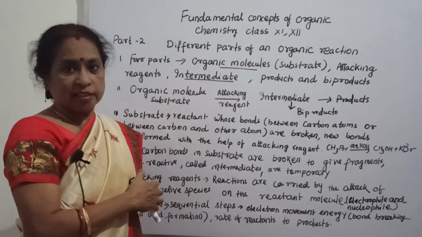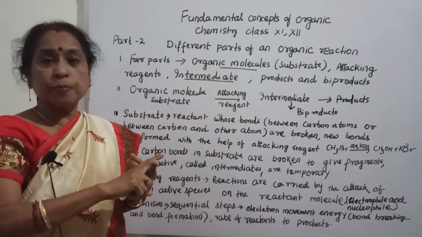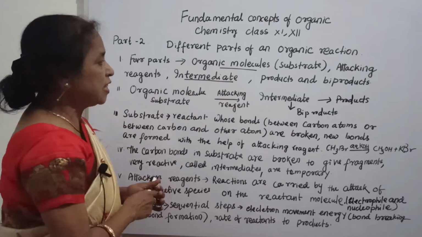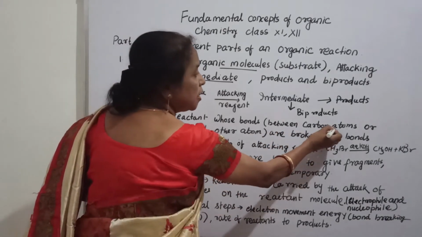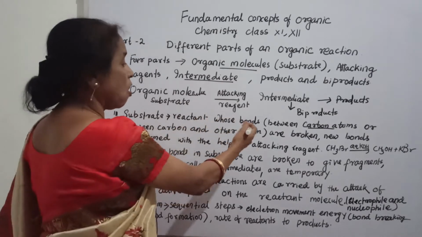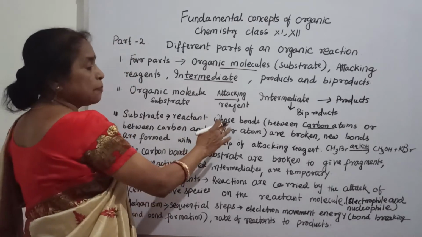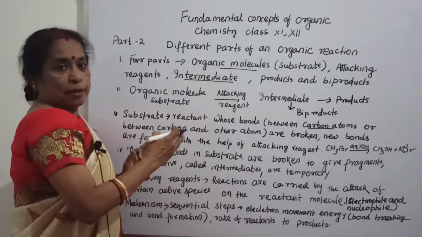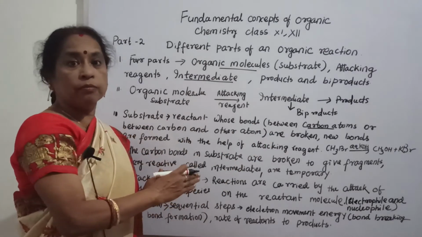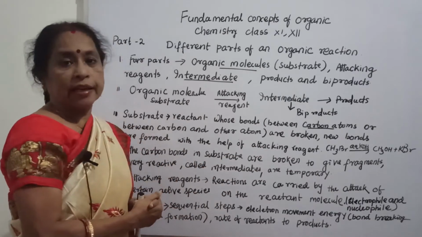Now what does substrate mean? Substrate means the reactant. Then what is the type of reactant? Its bonds are covalent bonds, the covalent bond which exists between carbon atoms, or between carbon and other atoms. The other atom may be hydrogen, oxygen, like this, and the bonds are broken. That means in the reactant the bonds are broken and new bonds are formed, which is the product, with the help of the attacking reagent.